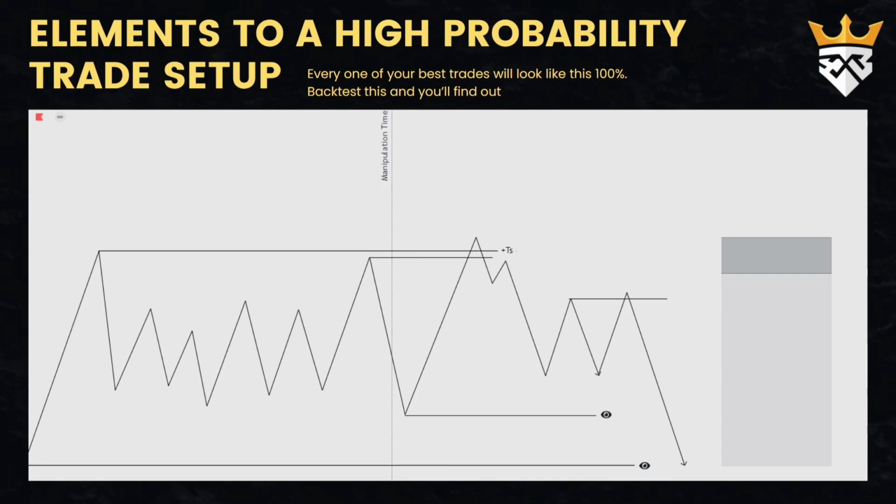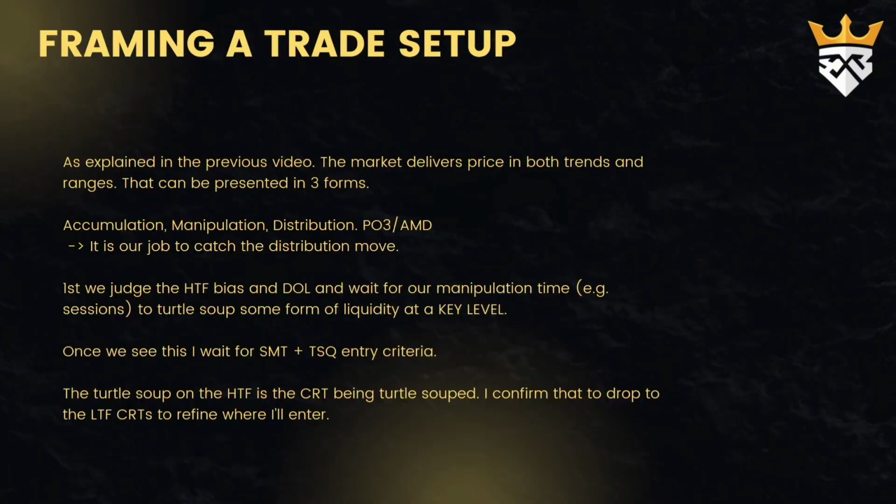So if you master being able to train the eyes whilst looking at this, you'll master the markets. So, framing a trade setup. As explained in the previous video, the market delivers price in both trends and ranges. That can be presented in three forms: accumulation, manipulation, and distribution. The power of three, or AMD, right? It is our job to catch the distribution move.